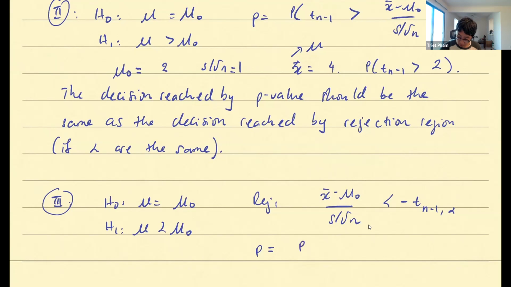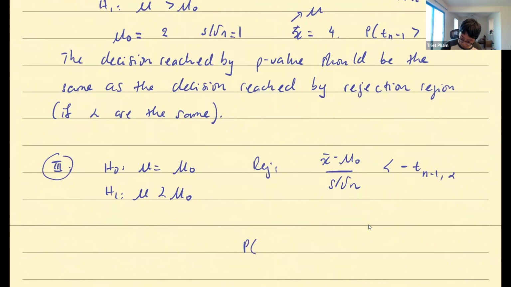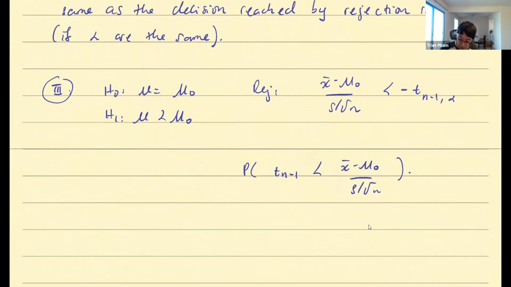The p-value is the probability that T_{n-1} is less than this. So this is fine, actually. Oops, let me write it down here. Yeah, without any modification, like that only. Why? Again, I guess the picture is still the same, and if you have this picture in mind, that might help.